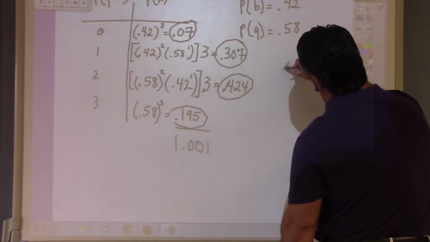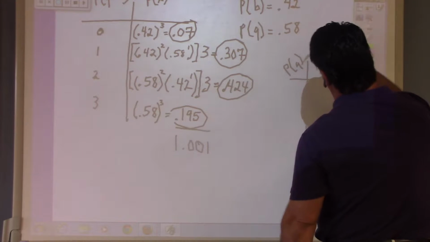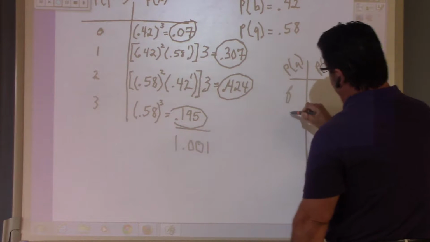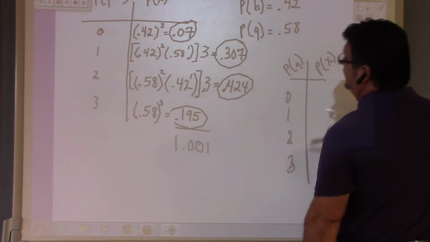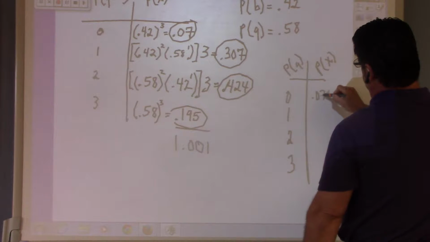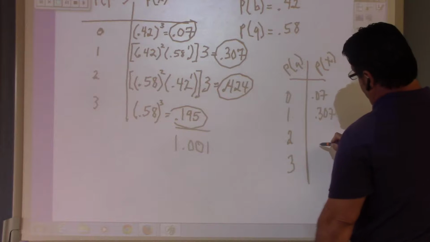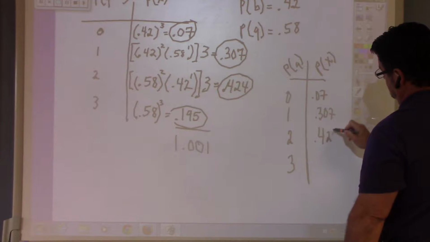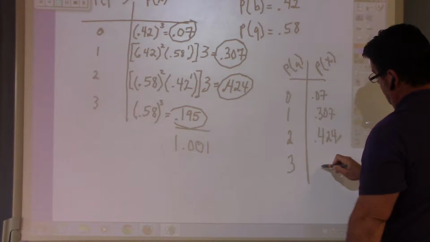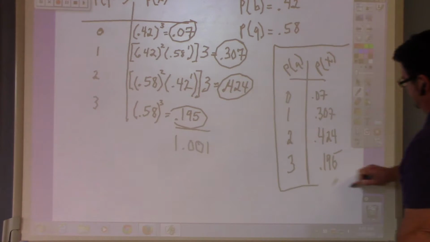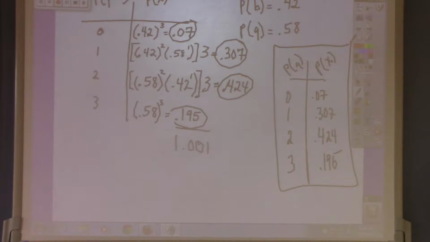So your probability distribution for this guy would be probability of girls and probability of that event happening: 0, 1, 2, 3, 0.07, 0.307, 0.424, and 0.195. And that is probability distribution. See, that's not too bad.